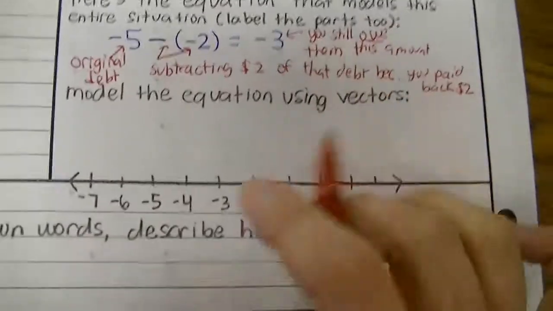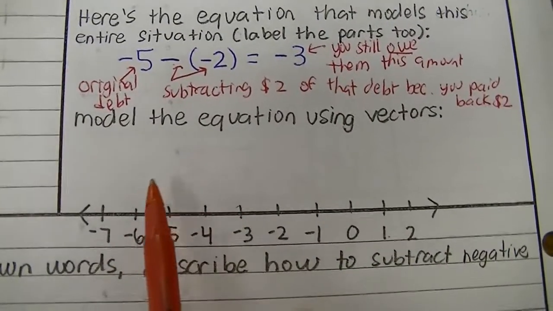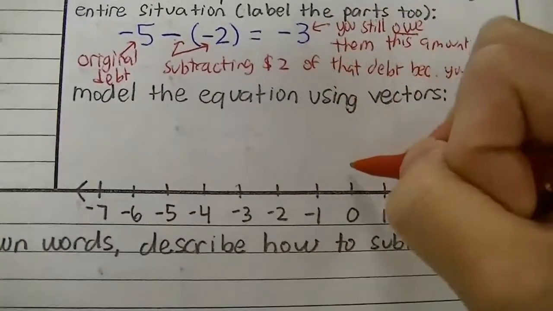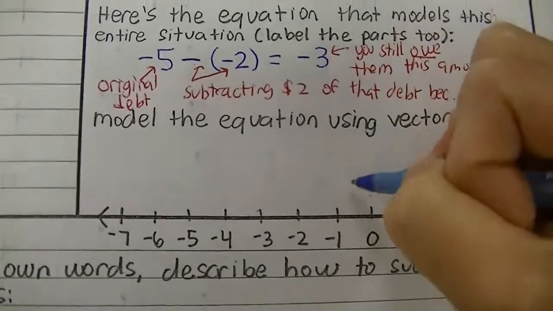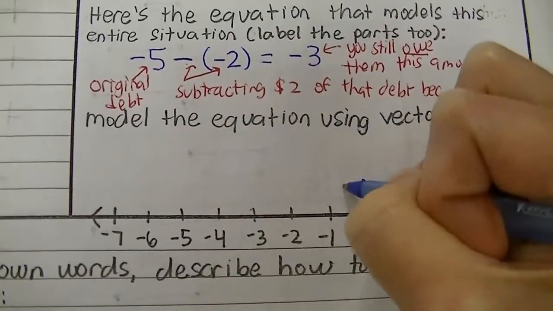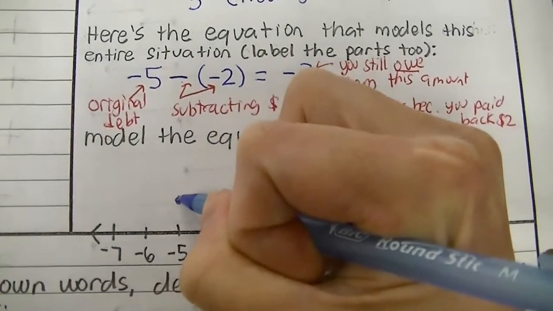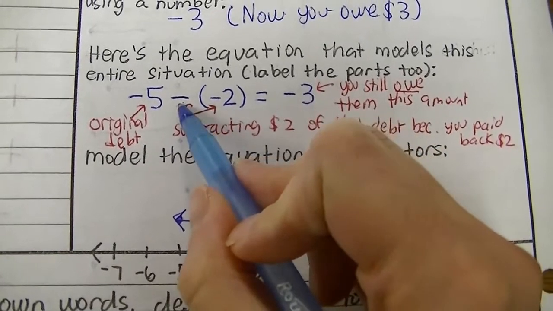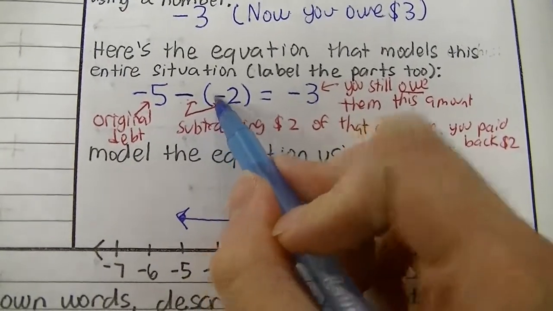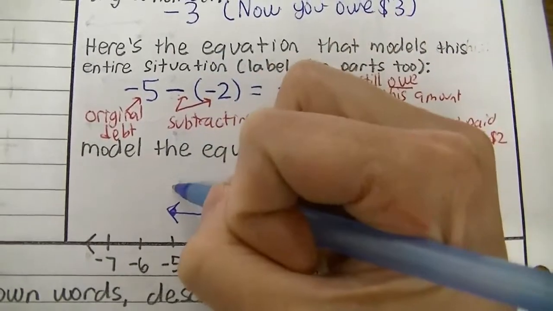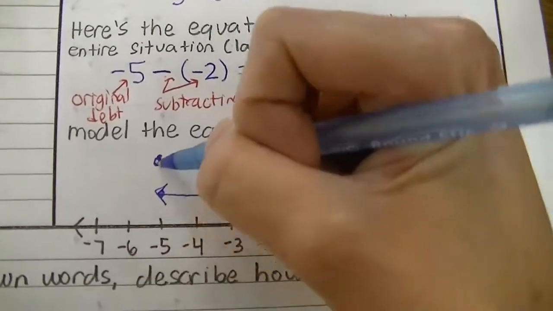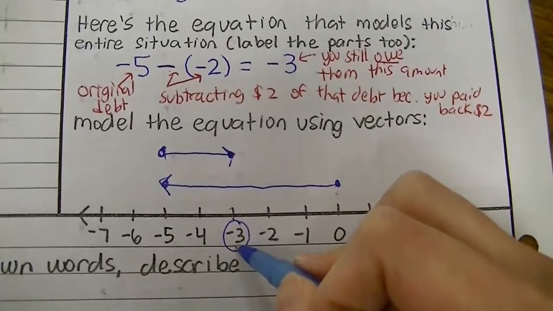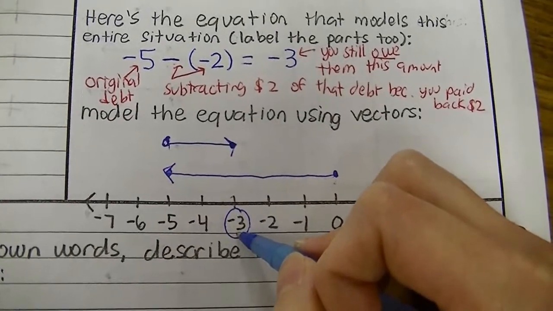Okay, and lastly, we need to make sure you model this on a number line, model this equation using vectors. Okay, so start at 0. You had owed them $5, so you're going to go to the left 5, putting you at -5. And you're subtracting $2 of that debt. You're subtracting some debt. You're subtracting a negative, okay? And when you have that situation right there, you're going to move to the right. And you're going to move to the right 2 units. Okay? So you'll see now that you'd owe $3, represented by that -3.